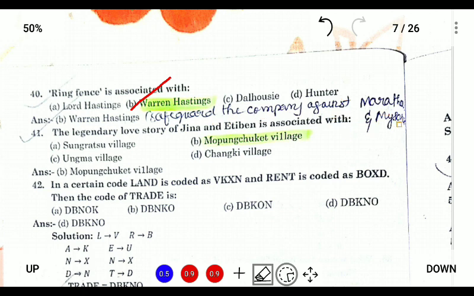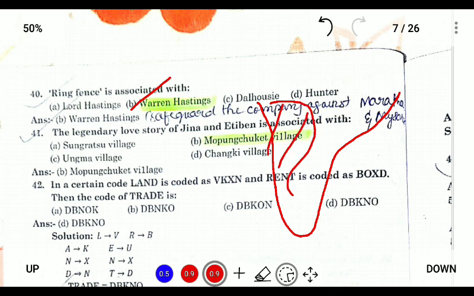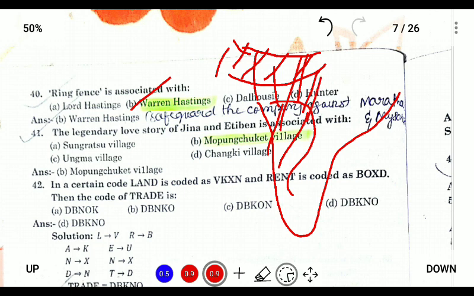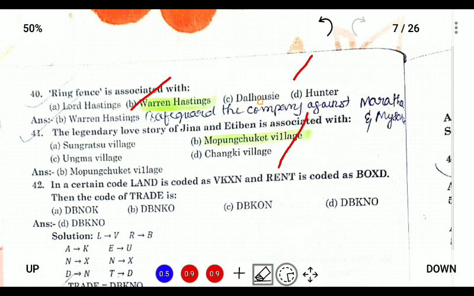The ring fence was initiated by Lord Warren Hastings, in which, if this is the India map, this is Maratha and Mysore. So he created a buffer zone along the Rajasthan-Sindh area, so that in case the Marathas were unable to cooperate with the British, they could unleash the army onto the Marathas and Mysore. So the ring fence is a strategy which was similar to the subsidiary alliance.